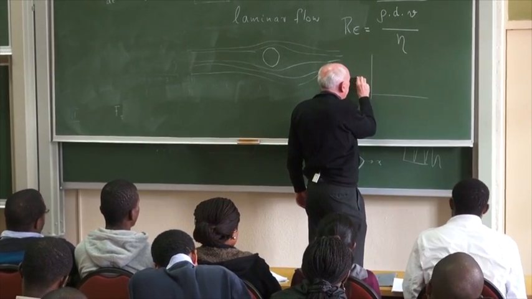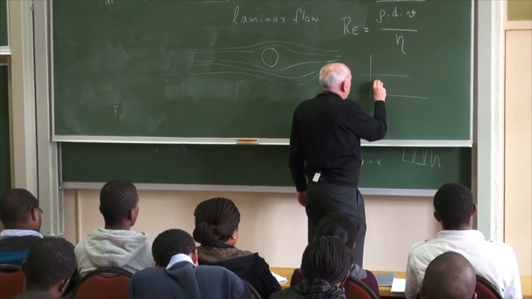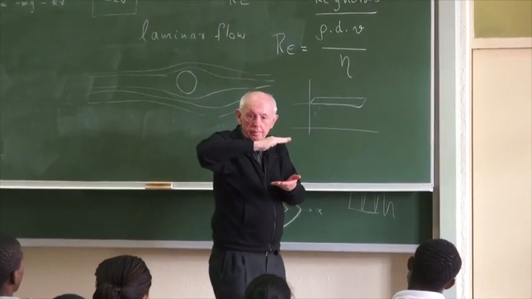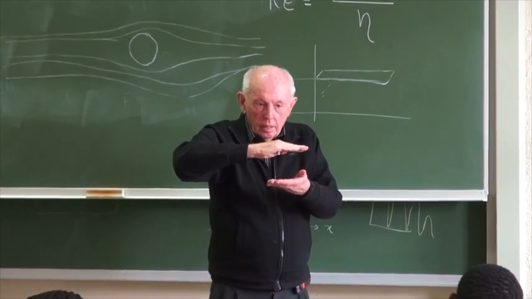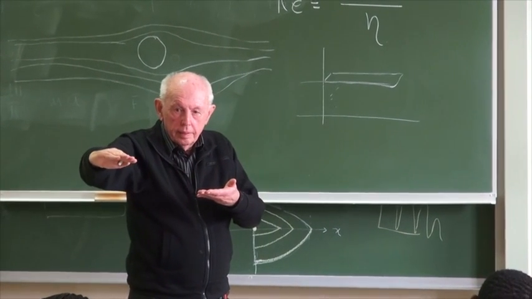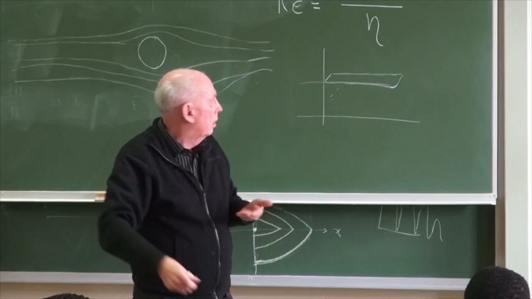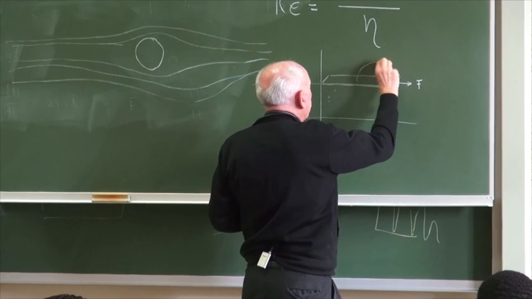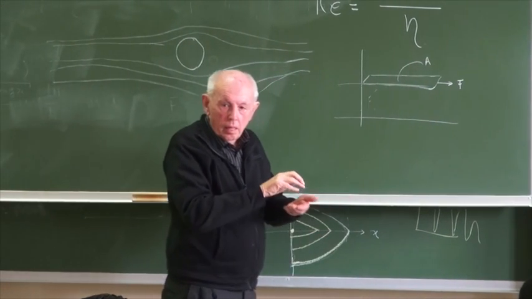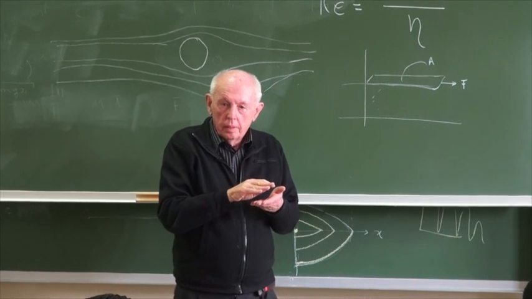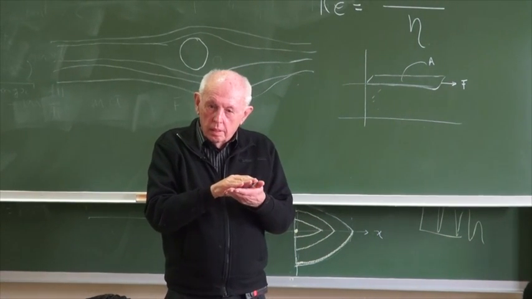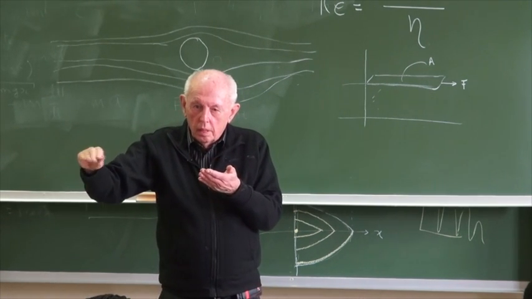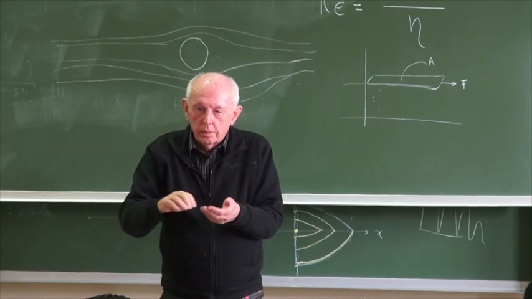if I have a liquid here, or air or something here, and I have a plate on top of it, and I pull that plate. So I have a force in that direction, and this plate has an area A, then what will happen? It will draw the molecules which are close to it, it will draw them with it. But these molecules will draw the next ones also with it, and so on.